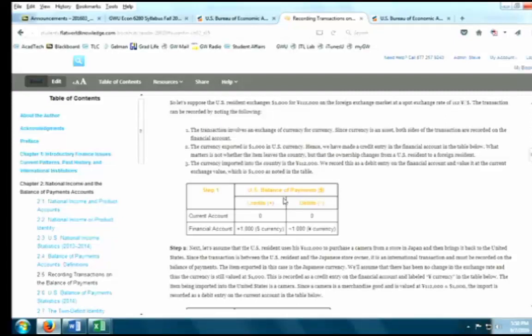Any item that is a good or service, or income payment and receipt, is going to get recorded on the current account. Any item that is an asset of one sort or another is going to get recorded on the financial account.